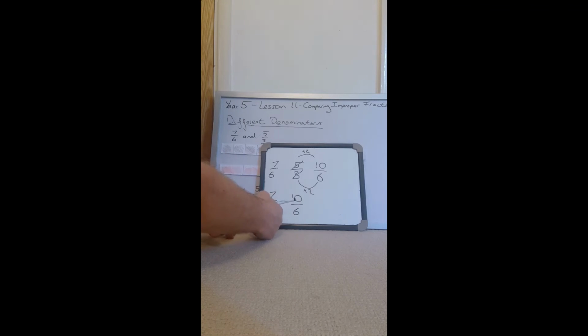Now, because I have the same denominator, this makes it much easier. We're simply looking at our numerators now. I know that 10 is a larger number than 7, or 7 is less than 10. So I can solve my comparison. 7/6 is less than 10/6.